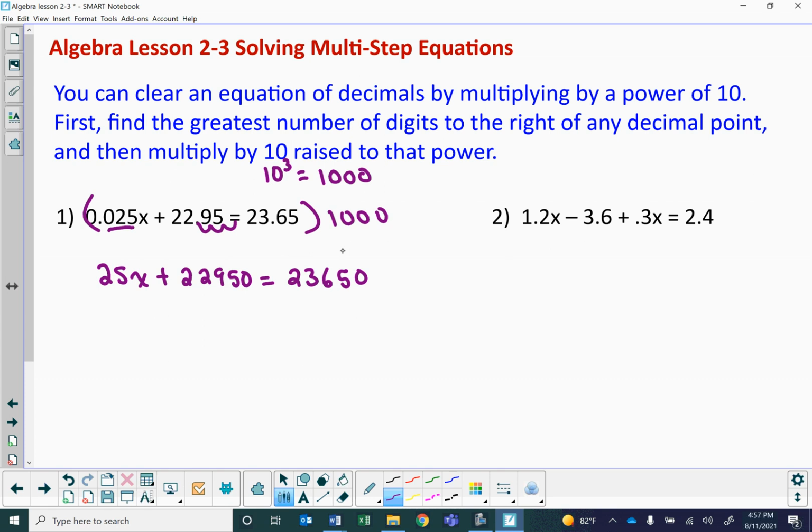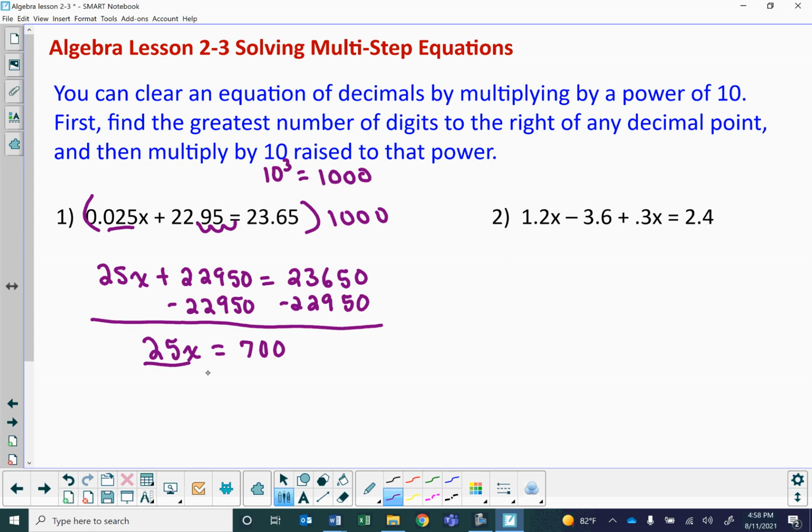Okay, so to solve this, I'm going to subtract 22,950 from both sides. That gives me 25x is equal to 700. Divide by 25. So x is going to equal 28. And I have a nice little whole number there. Sometimes when you solve a decimal equation, the answer will end up to be a whole number, and that's perfectly fine.